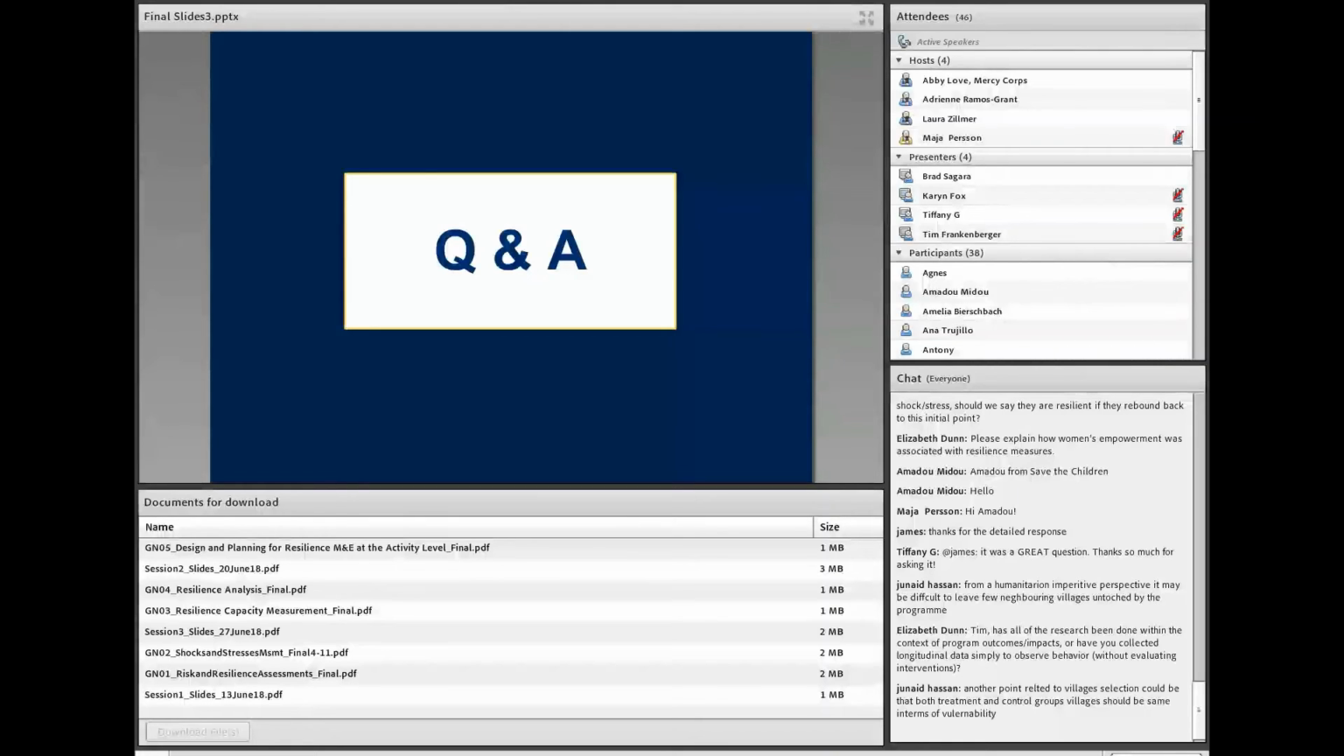one solution to that might be using secondary data. In many of these countries, there are panel data sets through LSMS or other household income and expenditure surveys. Increasingly, and this actually responds to Elizabeth Dunn's question here, of collecting longitudinal data to simply observe behavior over time without necessarily evaluating interventions. And so you can leverage secondary data and analyze secondary data to understand trends over time, and increasingly we see these data sets available.